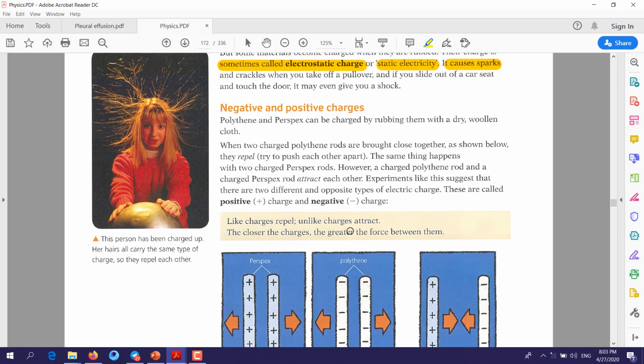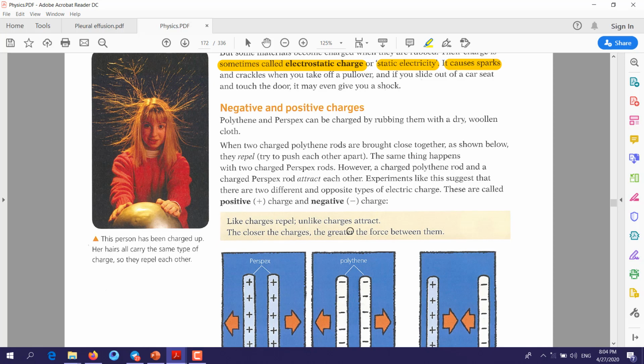Negative and positive charges. When you say electric charge, you mean the charge is either positive or negative. When you rub materials with each other, some materials will be positively charged while the others will be negatively charged. It depends on the features, the characteristics of the material.